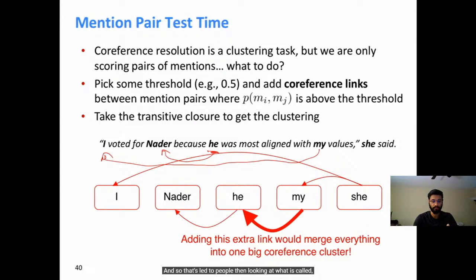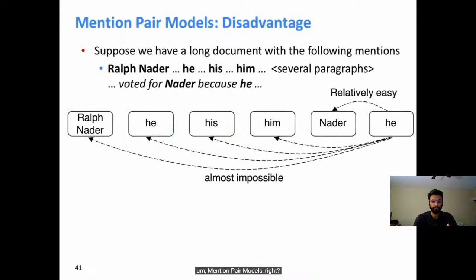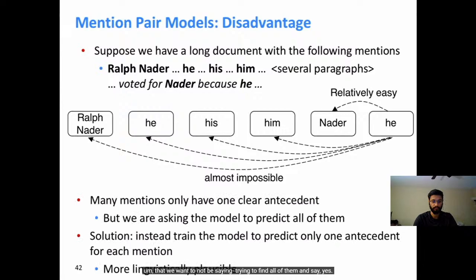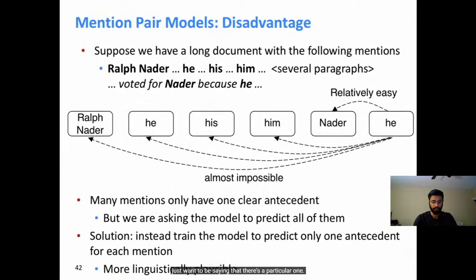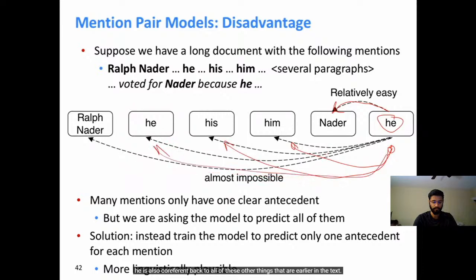And so that's led to people looking at what are called mention pair models. The problem is that if we have a long document with lots of mentions, we don't want to be trying to find all of them and say yes. We just want to say that there's a particular one. So for the he at the end here, its anaphora relationship is back to Nader, and you don't want to be trying to say this he is also coreferent back to all of these other things that are earlier in the text.